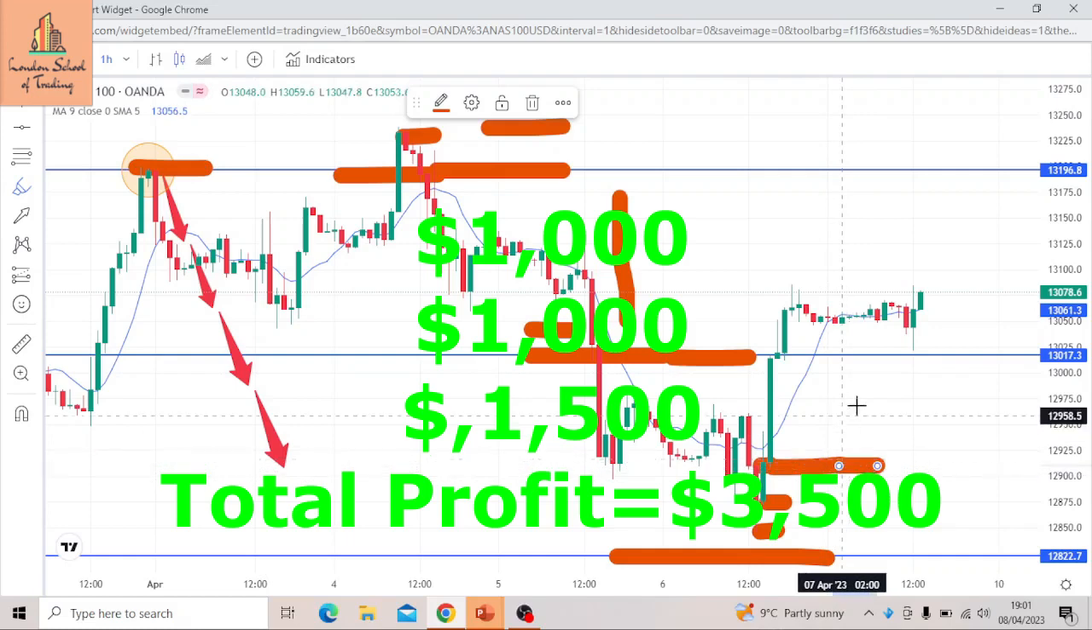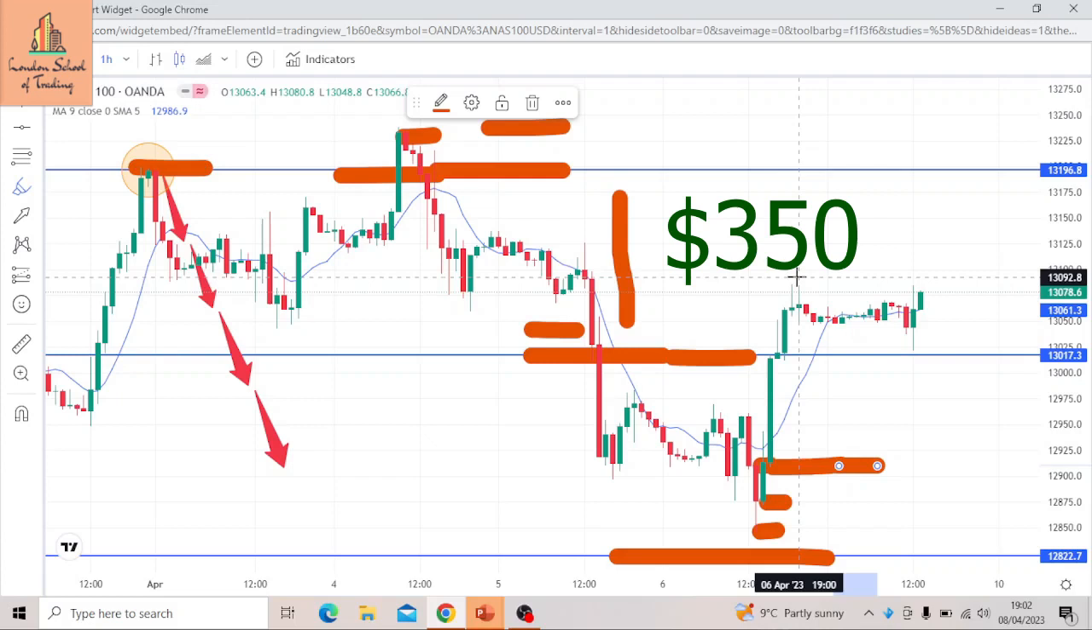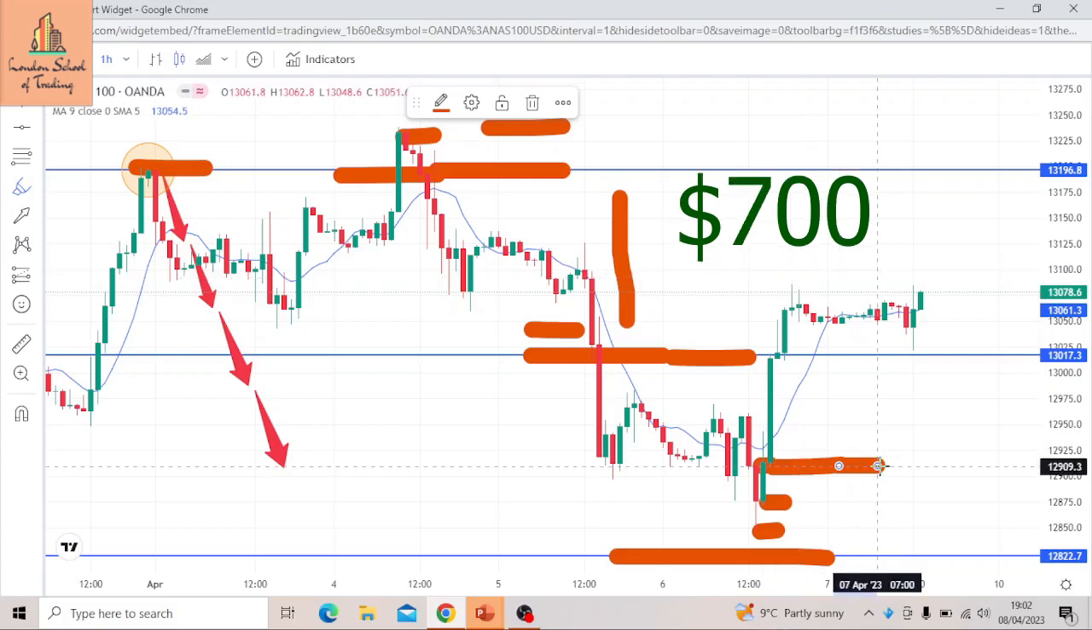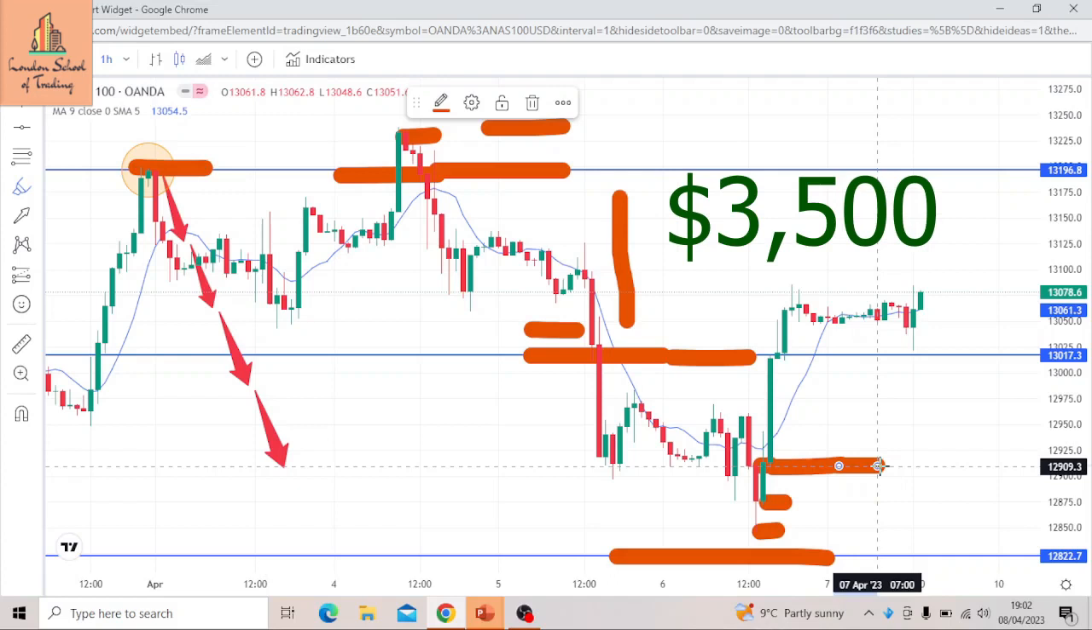Okay, so $1,500 plus $2,000, you'll have $3,500 profit altogether in this week if you sold 10 lots. But if you are selling one lot, you'd have $350. It depends upon your trade size, okay? If you had 2 lots, if you're trading based on 2 lots, then you had $700 profit. 4 lots, $1,400 profit. Like a 10 lot, you had $3,500 profit. That's the massive profit, okay?